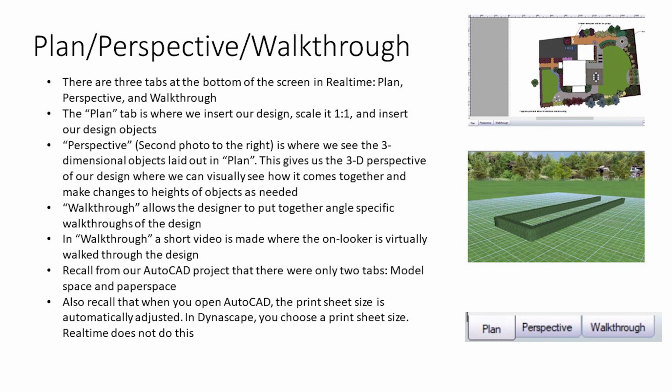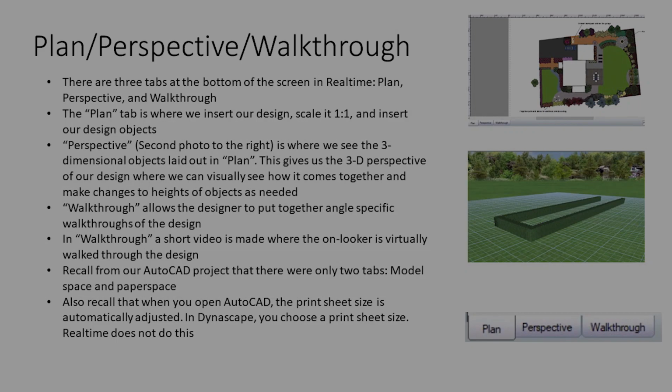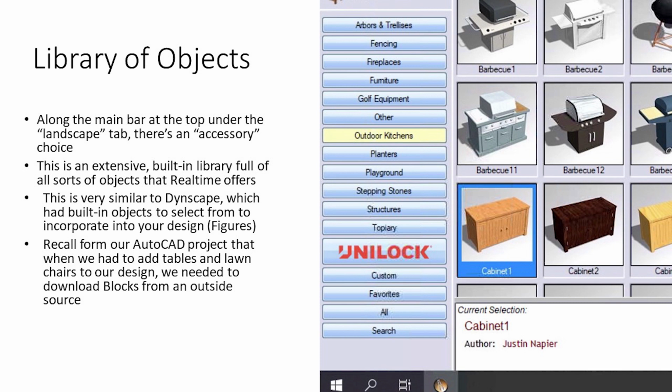When we started our project, we had to bring in our master plan design as an overlay so that we could work on top of it, scale it 1:1 like we did when we used the 2D only programs, and then from there we started putting in our objects. Recall from our AutoCAD project that when we wanted to include objects like tables and chairs, we had to download them from an outside AutoCAD compatible source.